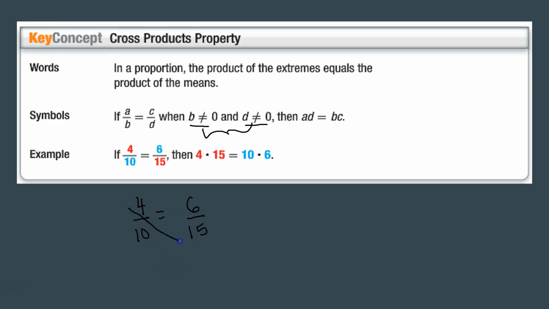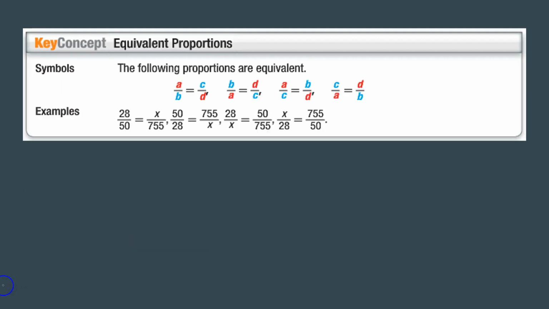So you might remember this one as it's going to form an X. So here we have 4 times 15, and then we know this should be equal to 10 times 6. Here we have 4 times 15, which is 60. 60 is equal to 10 times 6, which is also 60. Perfect. Remember, these should be known as your extremes, and then these ones, in this case B and C, should be known as your means.